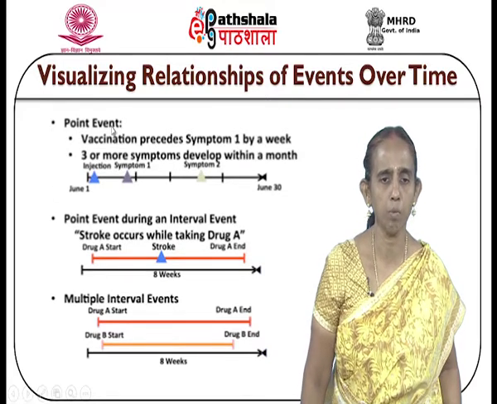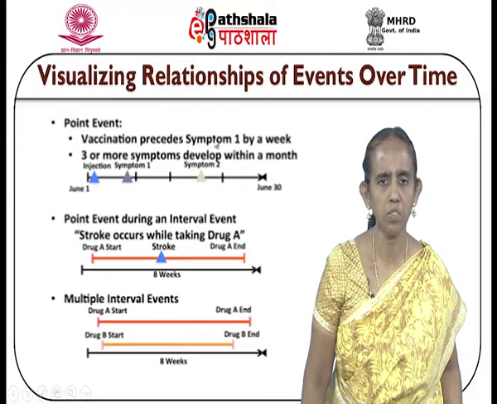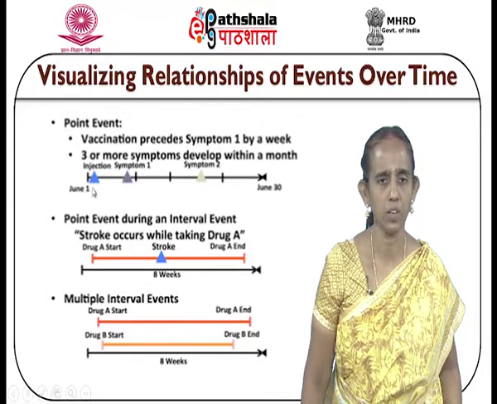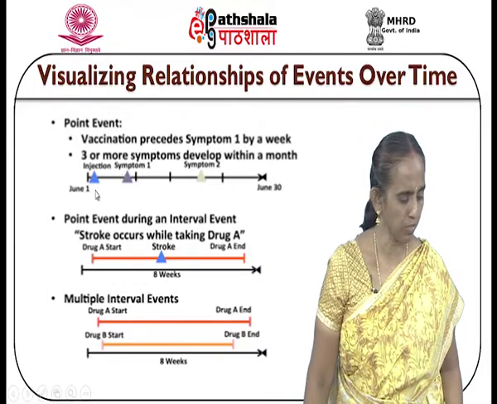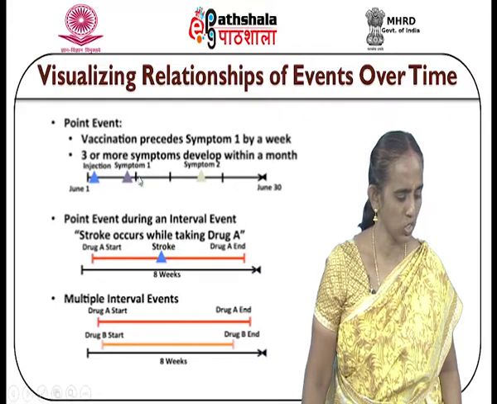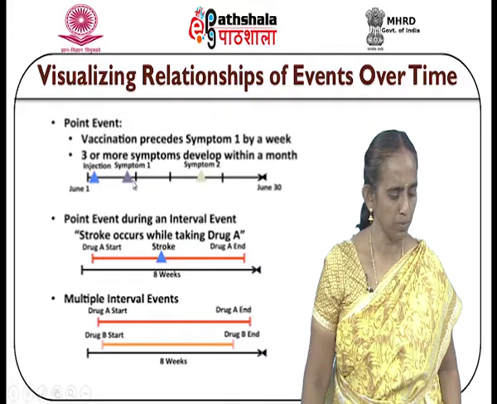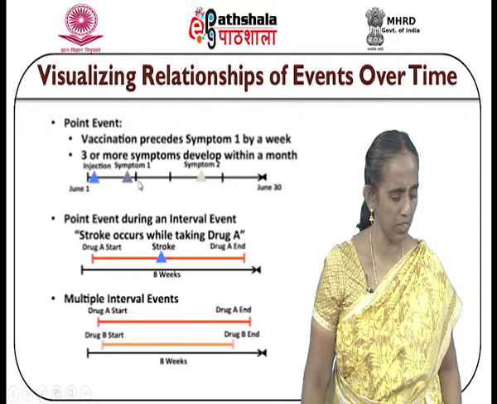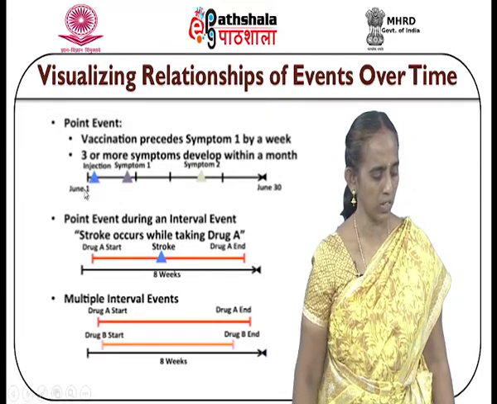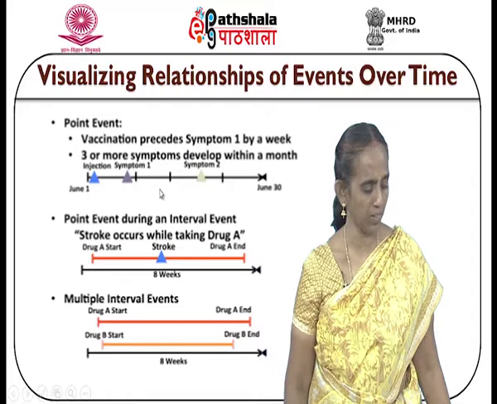Here we can see the point events. The vaccination precedes the symptom by 1 week, which can be inferred using this figure. We can see we have an injection here, you have the symptom, which means the vaccination precedes, and each and every point represents 1 week, basically starting from June 1st to June 30th. So here we can understand that the vaccination precedes the symptom by 1 week.